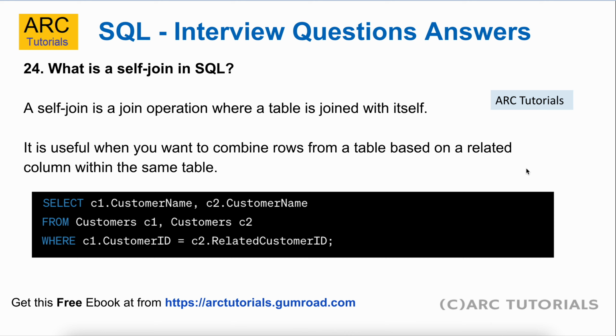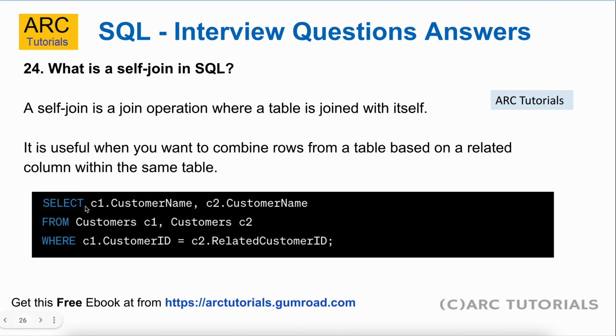What is a self join in SQL? A self join is a join operation where a table is joined with itself. It is useful when we want to combine rows from a table based on a related column within the same table. Take an example here. Here I am joining the same table customers with itself. So this is an example of a self join.